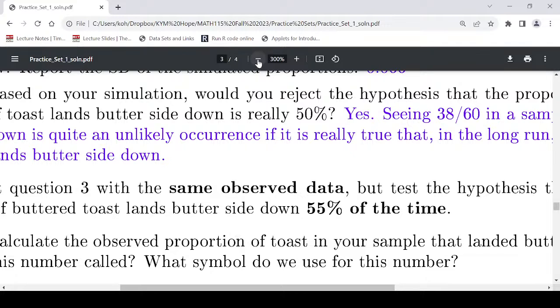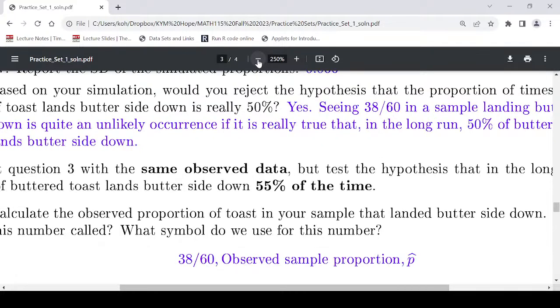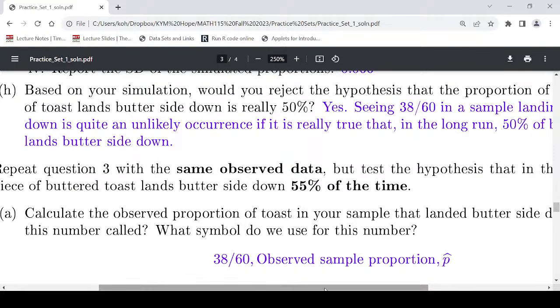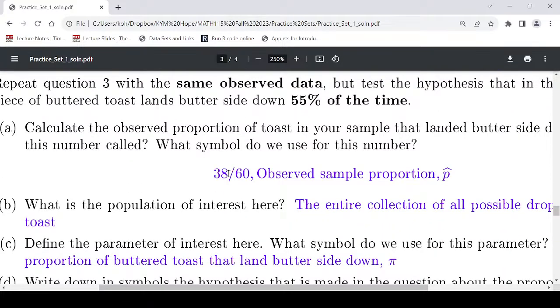You can repeat the same question, but now testing the status quo that, well, maybe butter makes the bread a little bit heavier on the buttered side, so I'm going to see whether there's any evidence that it lands 55% of the time that way. So again, the data didn't change. I didn't change the experiment. I'm just testing something else. So I still have 38 out of 60.